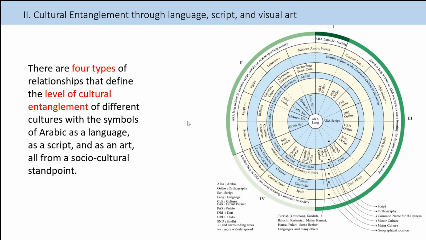Okay. So in this slide, there's the Arabic language in the center, and the scripts, and then the third one is for the common name for that thing, and minor cultures, major cultures, and geographical location. The relation of the Arabic language and script to other cultures can be categorized into four categories.